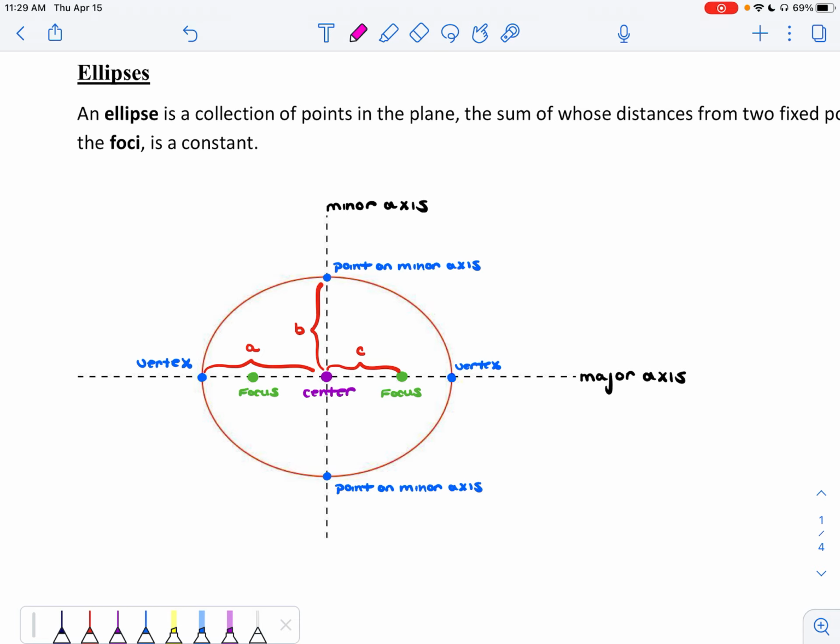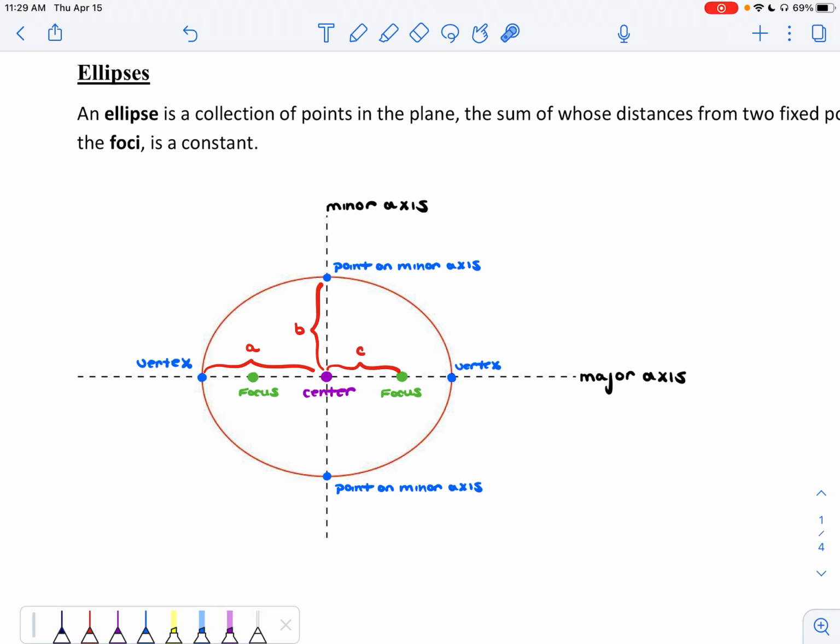So an ellipse is basically just an oval, if you will. It's an elongated circle. So with these, we are going to have, to start with, our center, which of course is right at the middle. And then we have two different axes of symmetry. We have the minor axis, which is going to go through the shorter direction of the ellipse, and we have the major axis, which goes through the longer direction of the ellipse.